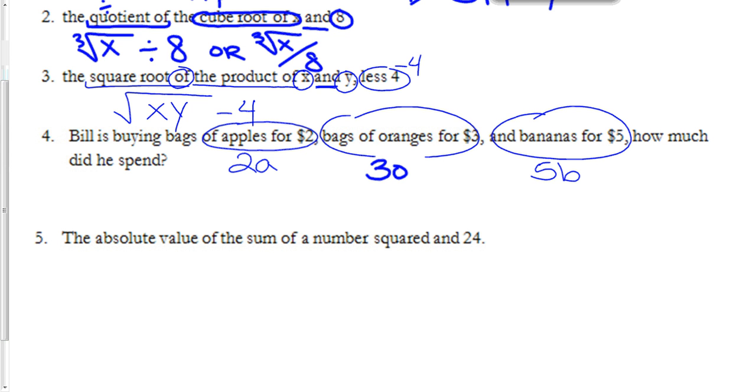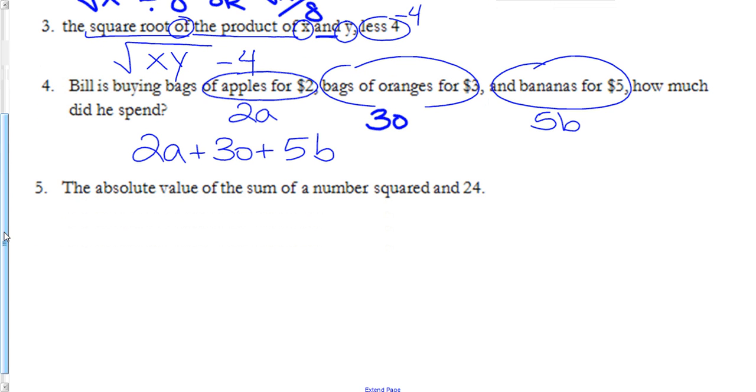Okay? You can use whatever variables you want. It doesn't have to be a, o, and b. It could be x, y, and z. Whatever you choose. Because we're buying all this stuff, we're going to have to add it together. So the apples plus the oranges plus the bananas.